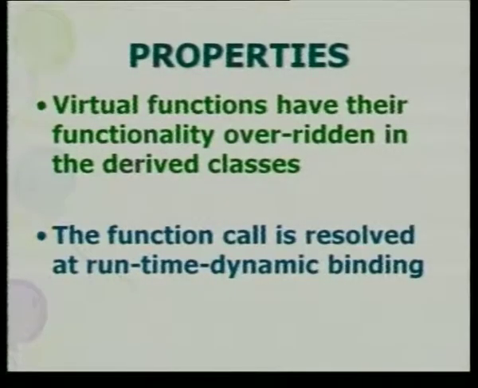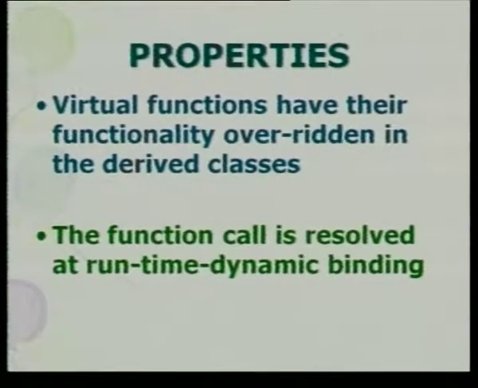Now, what are the properties? Virtual functions have their functionality overridden in the derived classes. Virtual functions are actually declared in the base class only, but what that function is supposed to do is defined in the derived class. So, it is called method overriding. The same method has different functions in different subclasses. The function call is resolved at runtime. This is called dynamic binding.